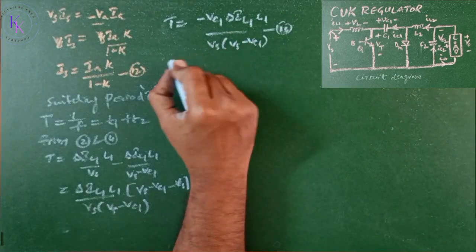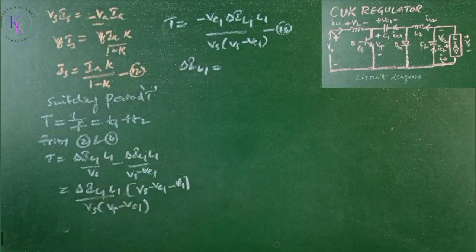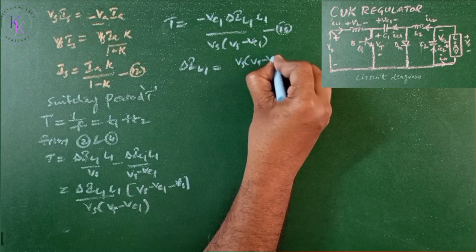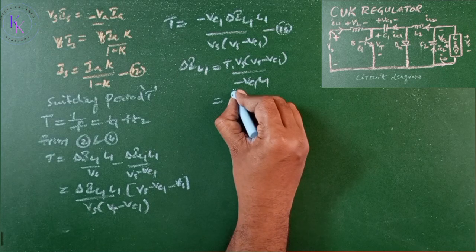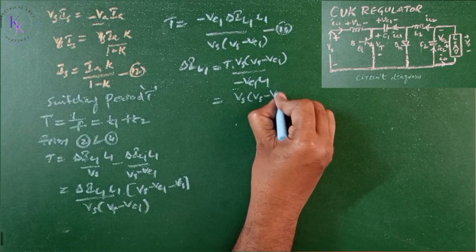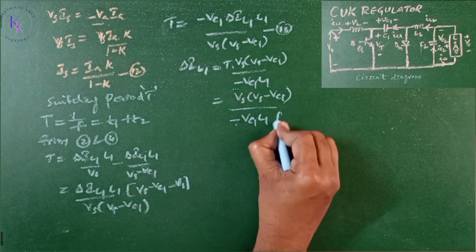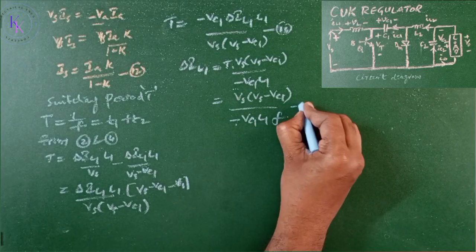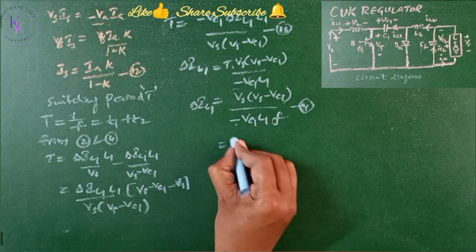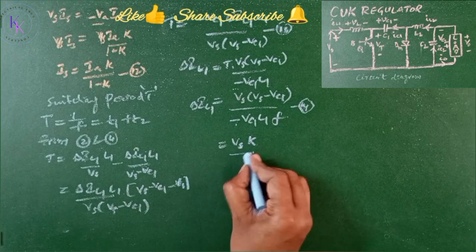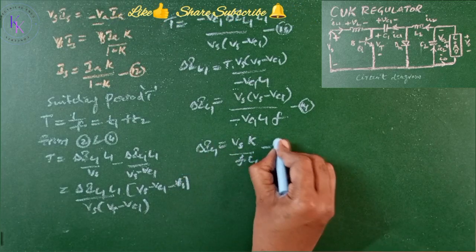Now, the peak to peak ripple current for the inductor L1, that is delta IL1, is given by Vs of Vs minus Vc1 T minus Vc1 L1. That equals Vs minus Vc1 divided by minus Vc1 L1 of F. This is equation number 14. If you simplify by substituting the values of Vc1 in this, then you will be getting Vs K divided by F L1 as delta IL1. That is equation number 15.